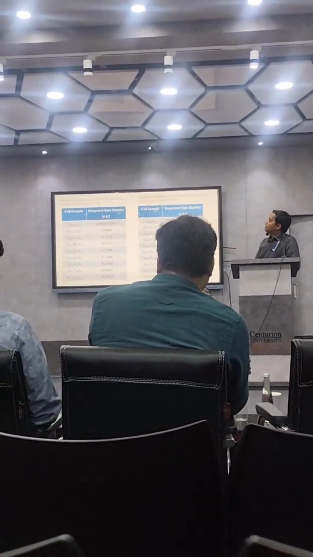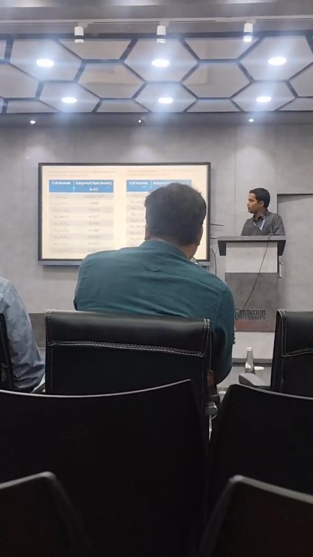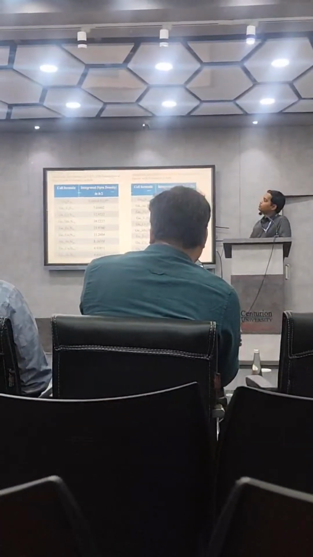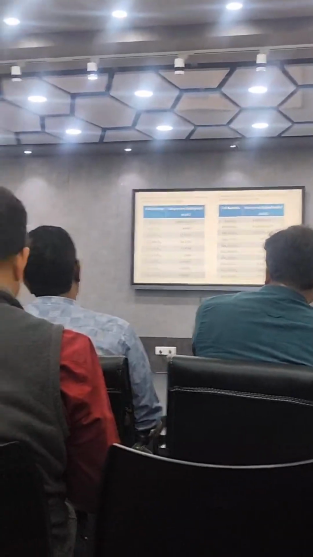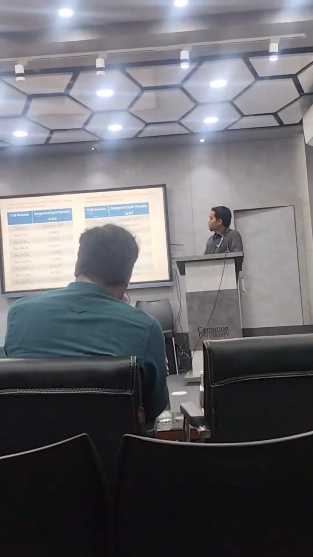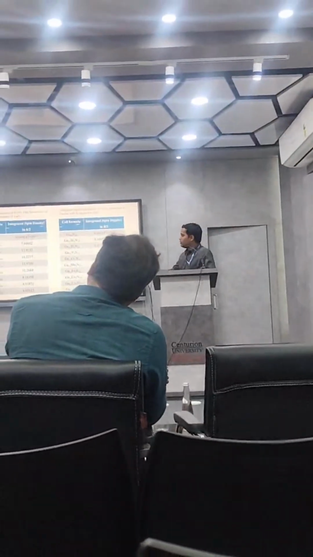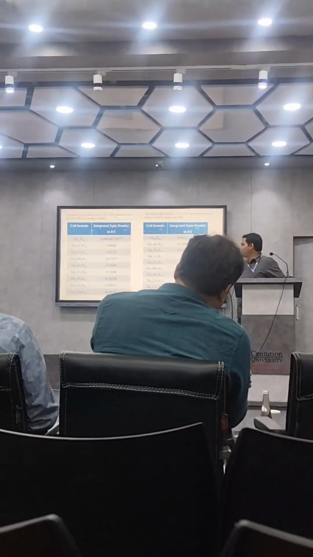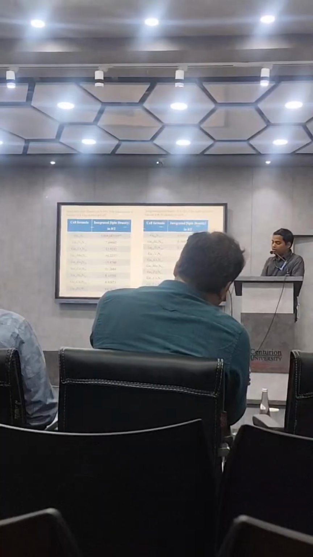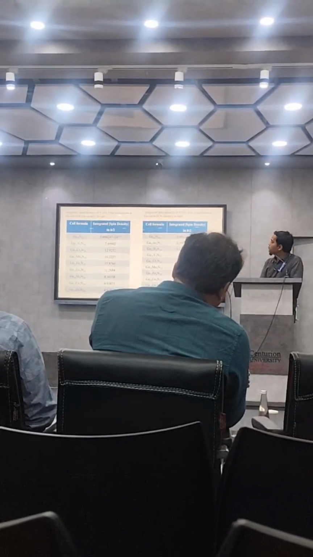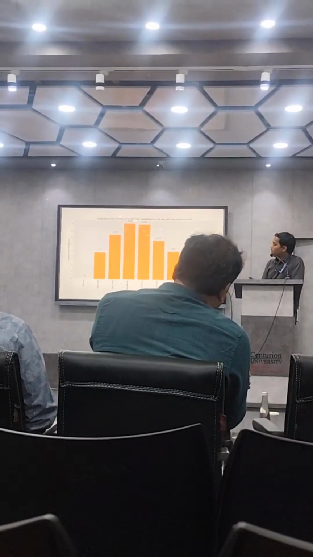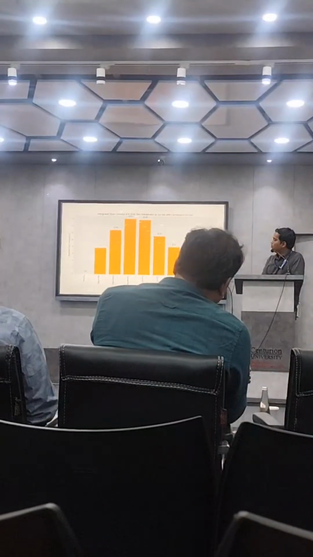So these are the integrated spin density values of three transition metals at the gallium site with gallium vacancy, and this is the gallium site with nitrogen vacancies. Similar properties were studied with manganese and iron, and the manganese sites show the greater spin density values. These are the graphs of this.